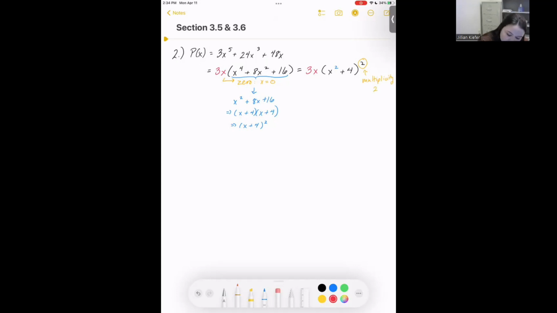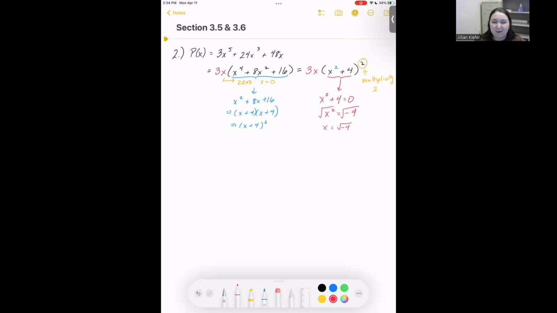So we need to identify what the zeros are. I'm going to bring this down a little bit. We can identify the zeros by taking x squared plus 4 and setting it equal to 0. And we're going to solve for x. So solving for x, we're going to subtract 4 from both sides. We get x squared is equal to -4. Only way to get rid of a square is to take a square root. So we'll take the square root of both sides. And we get x is equal to the square root of -4.